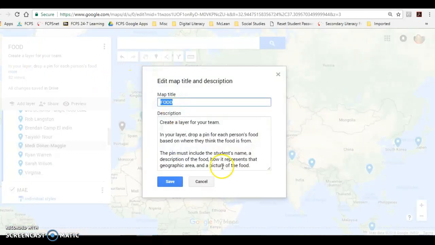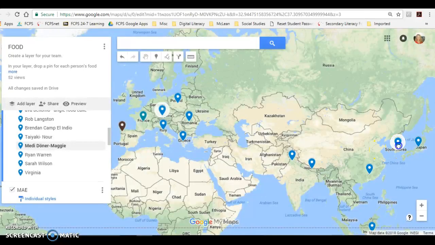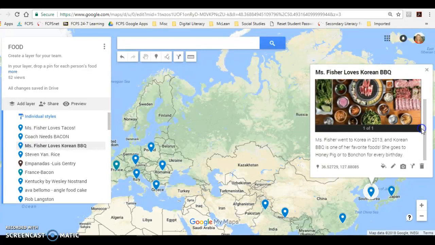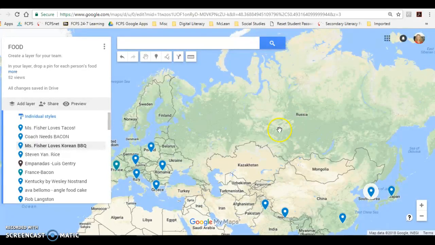Students would create a pin on the Google My Maps where they would drop a pin for each person's favorite food, based on where they thought it was from. And so I gave them an example. I love Korean barbecue, even though I'm not Korean. And so this is because I went to Korea in 2013, and Korean food is delicious.